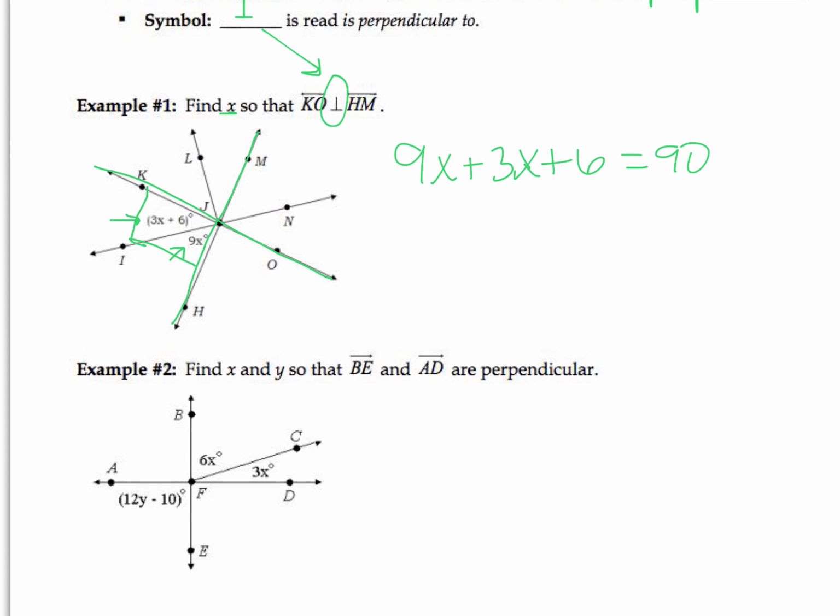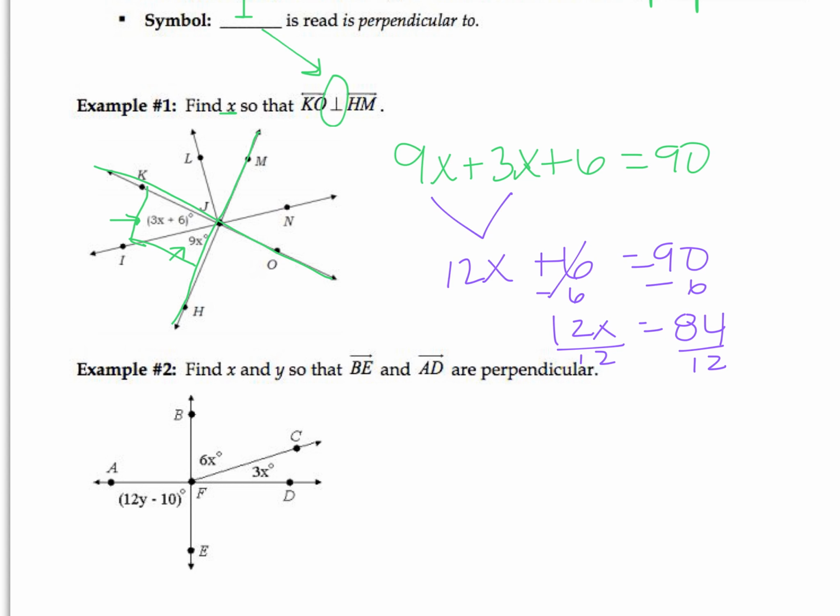Okay? Add the x's together. 9x plus 3x makes 12x. Bring down your plus 6, equals 90. Subtract the 6 on each side. Bring your 12x down. 90 minus 6 is 84. Divide out the 12 on each side, and you get x equals 7. So we solved for x just like it asked. Perfect.